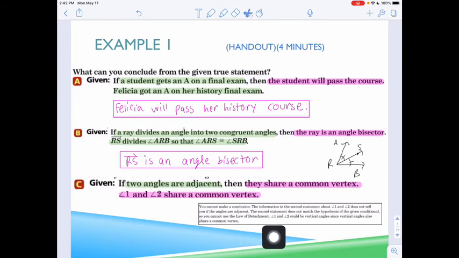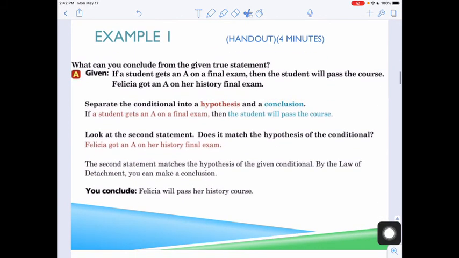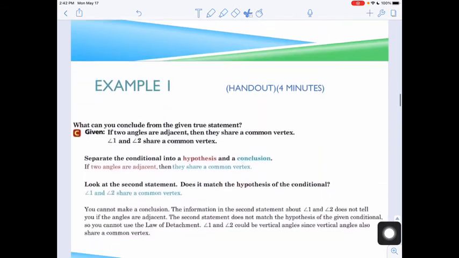The information in the second statement about angle 1 and angle 2 does not tell you if the angles are adjacent. The second statement does not match the hypothesis of the given conditional, so you cannot use the law of detachment. Angle 1 and angle 2 could be vertical angles, since vertical angles also share a common vertex. The work for this problem is written out on the next few slides.